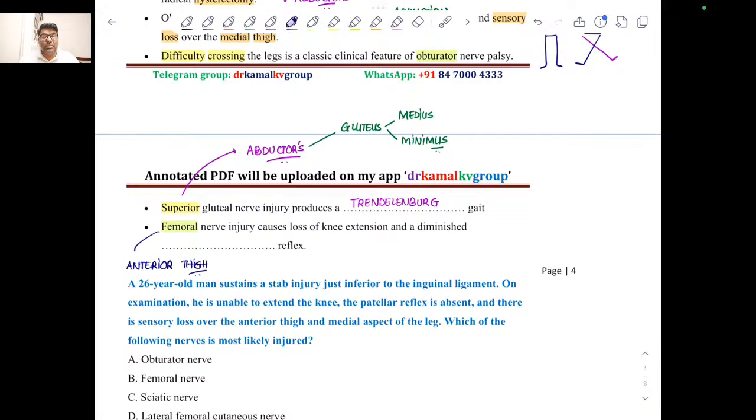Sartorius or the quadriceps femoris, right? And here the quadriceps femoris is the extensor of the knee joint. So obviously, if there is any femoral nerve injury, that will lead to loss of knee extension and diminished patellar reflex. So this is classical for femoral nerve injury. So obturator, superior gluteal nerve and femoral nerve injury.